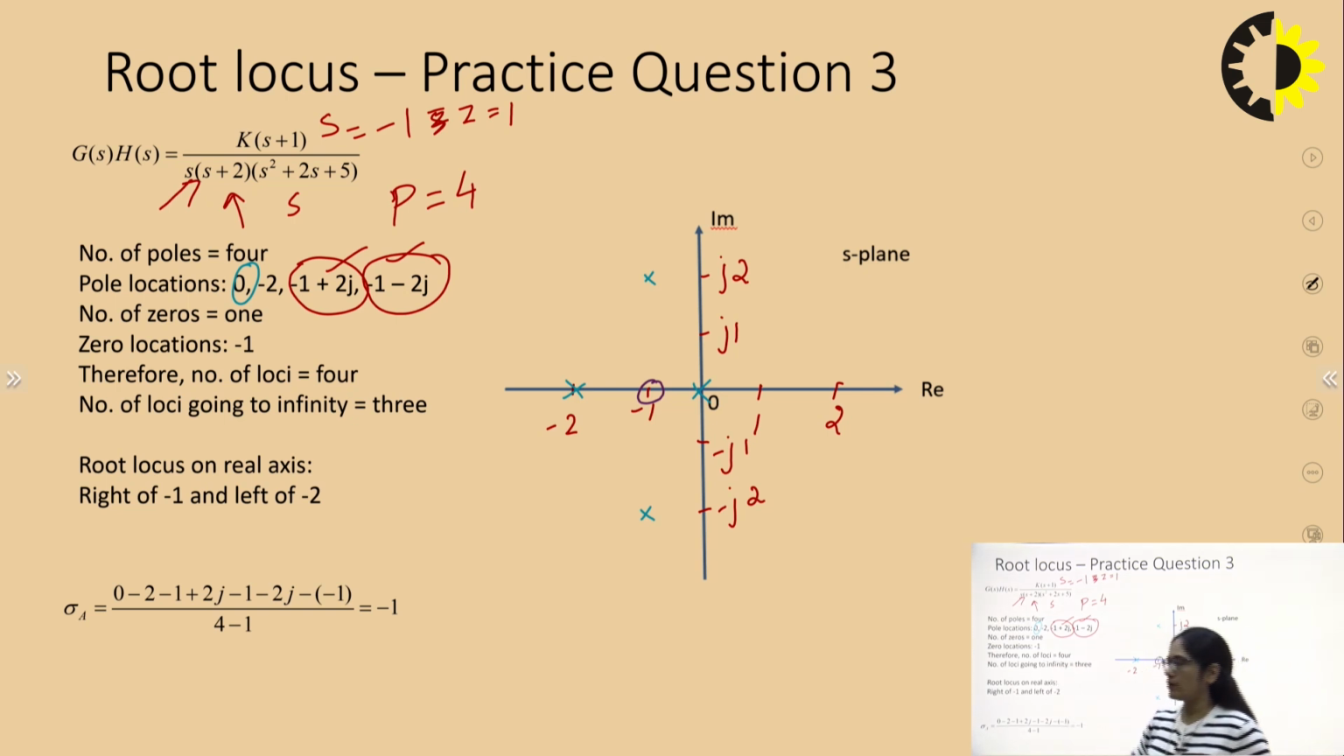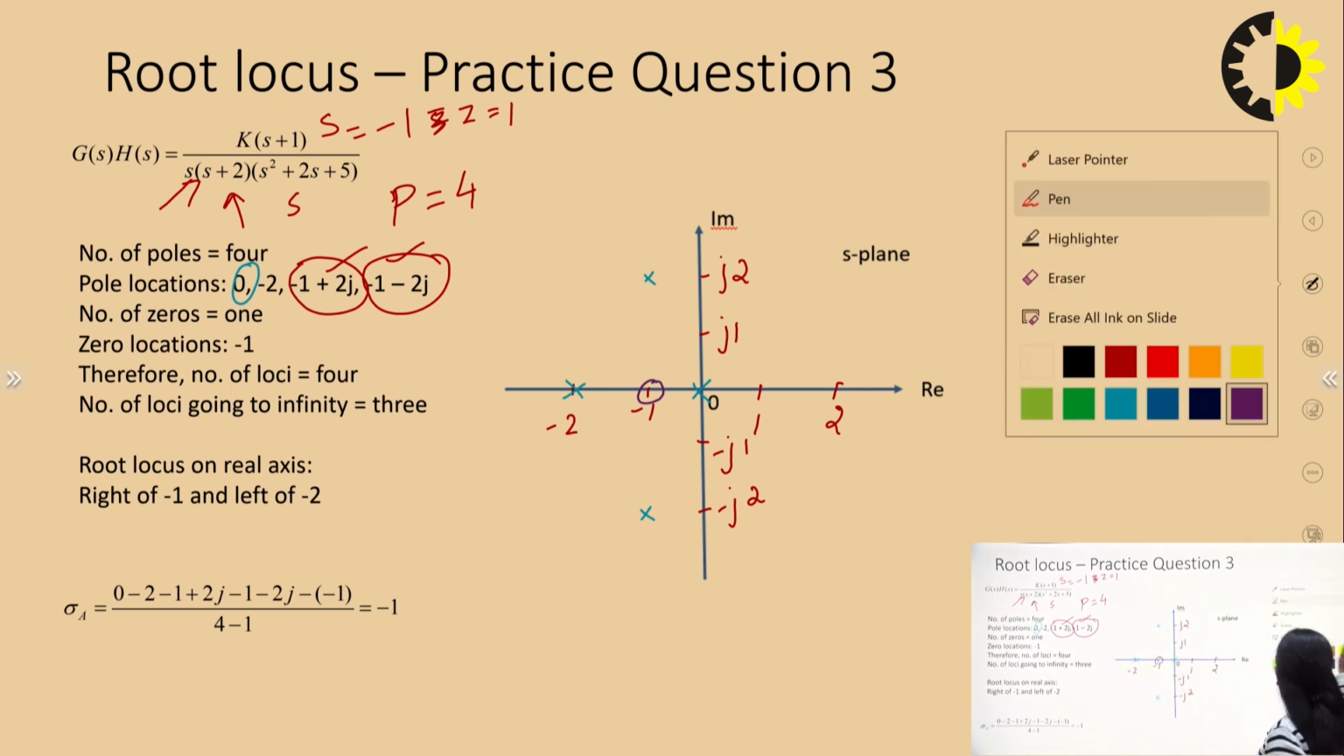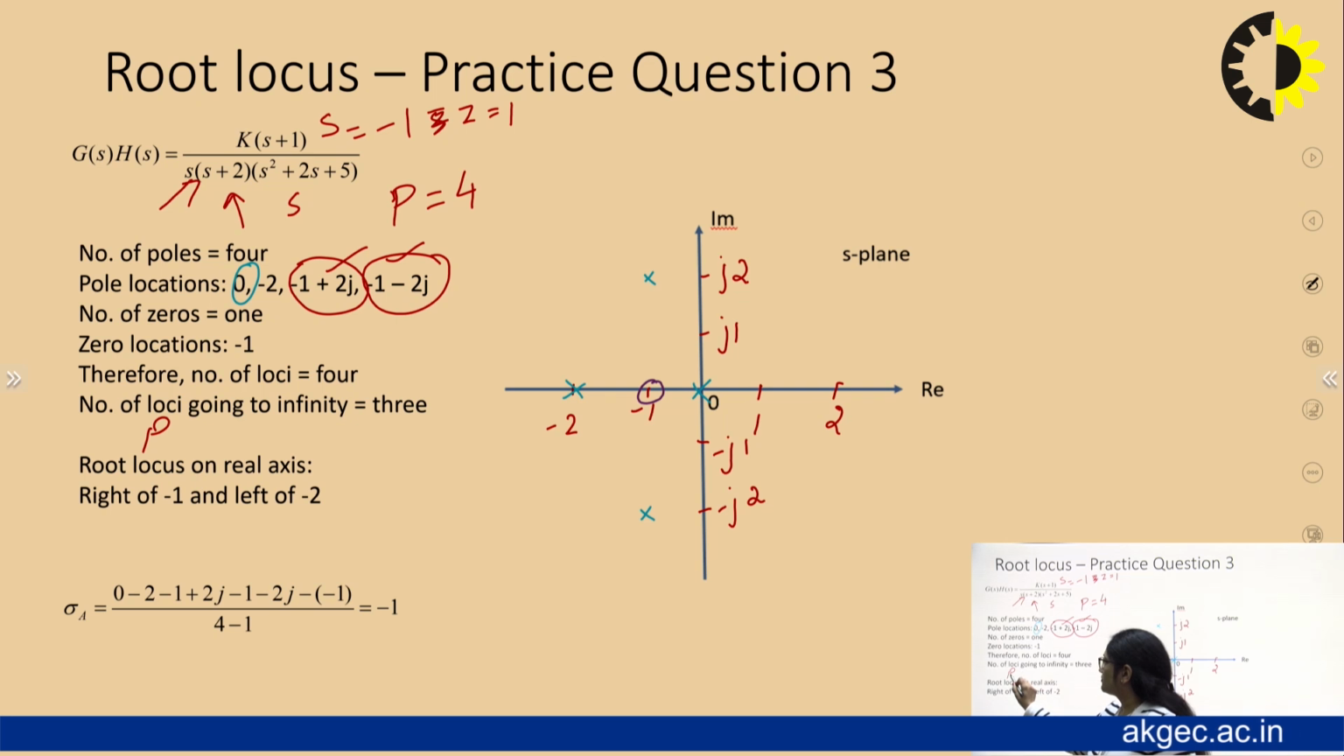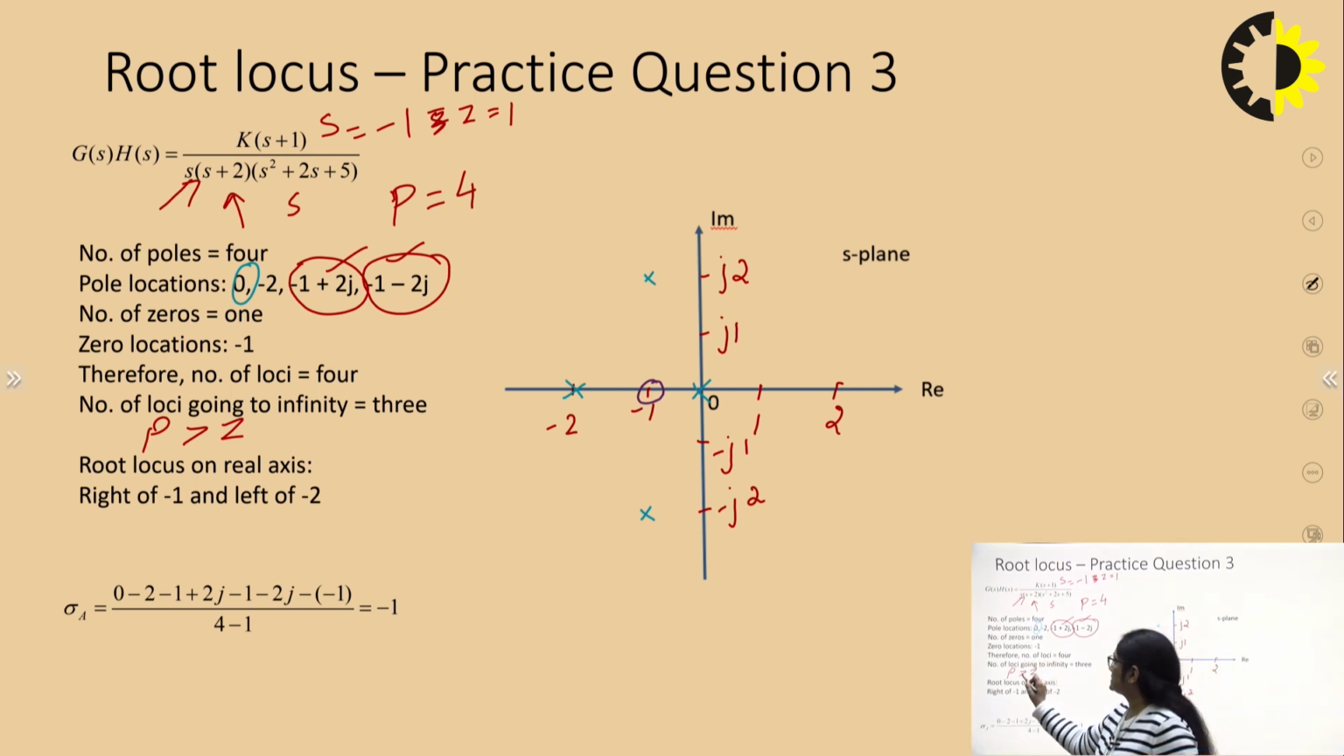Now since we are plotting the root locus, we need to find out how many loci there are for this system. The number of loci is found out by the expression: the number of poles and number of zeros. Since P is greater than Z, that is P is 4 and Z is 1, the number of loci is 4.